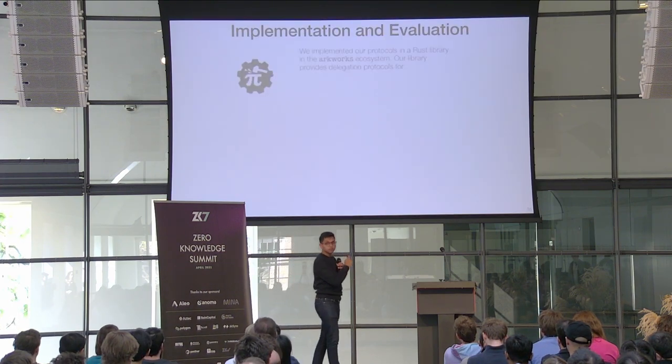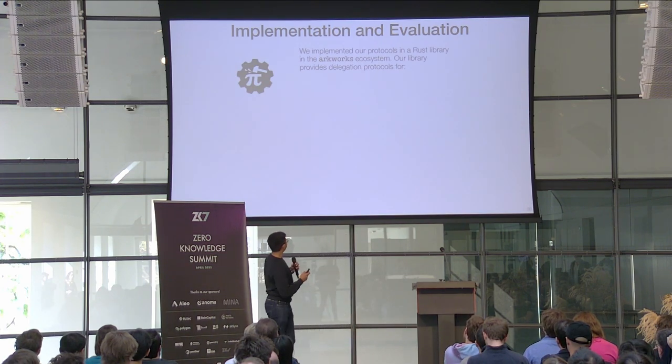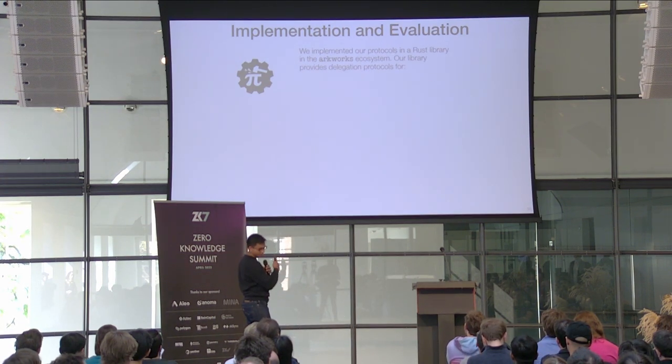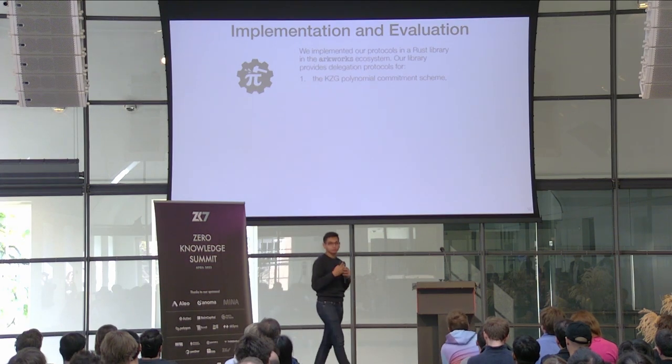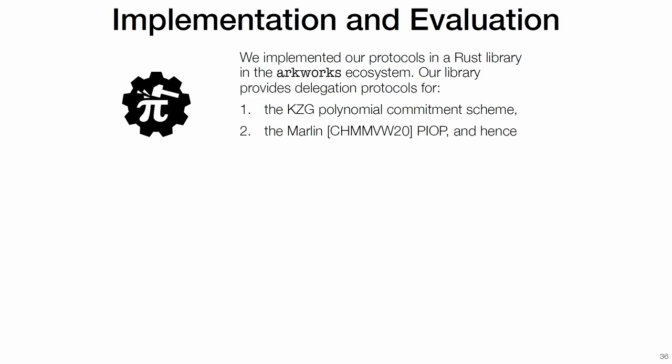We implemented this using ArkWorks. It's me, so I would do ArkWorks, obviously. We have delegation protocols for KZG. We want to implement it for the inner product argument scheme as well, for the Marlin PIOP, but it should be fairly straightforward to extend it to things like PLONK, whichever variant of PLONK you want. By putting it together with our compiler, we get a delegation scheme for the Marlin SNARK.